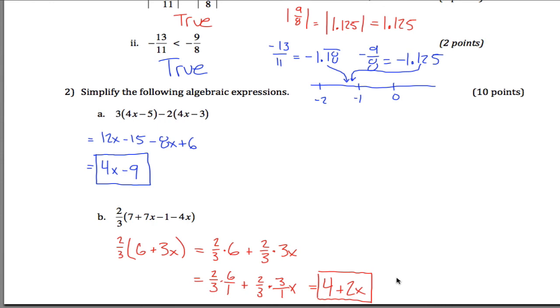Maybe it's worth writing, you could also say 2x plus 4, makes no difference. Similarly, up here you could say negative 9 plus 4x. It's the commutative property of addition. Doesn't matter which way you write it. Either way is totally fine. So I guess that's good. We'll call that the end of this quiz.